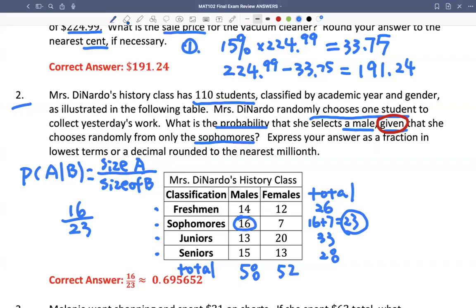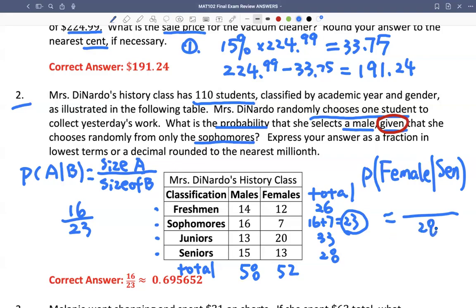So this way you can practice and ask yourself some questions. If I ask you, what is the probability of selecting a female given seniors? Then the cardinal number of seniors would be in the denominator. How many seniors in total? 28. How many females there? 13.